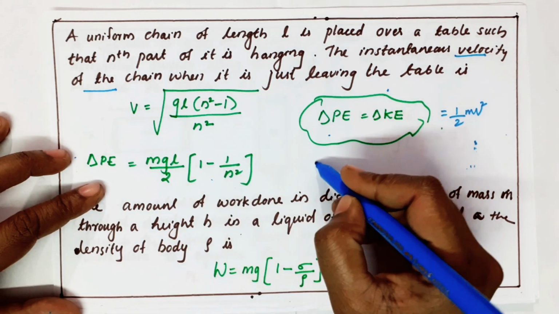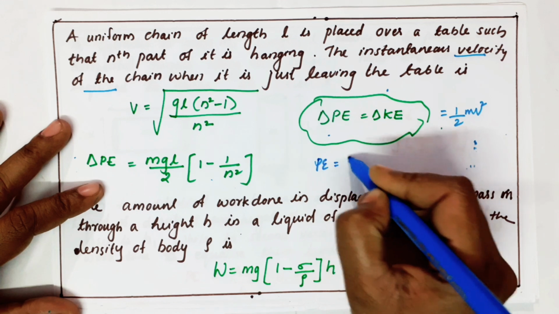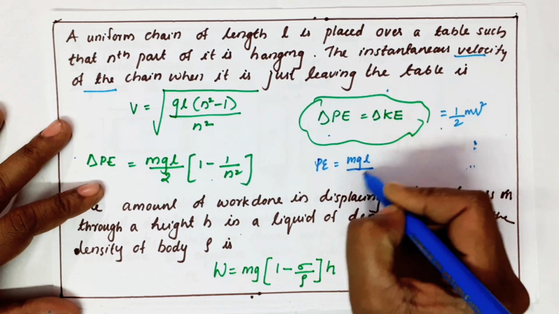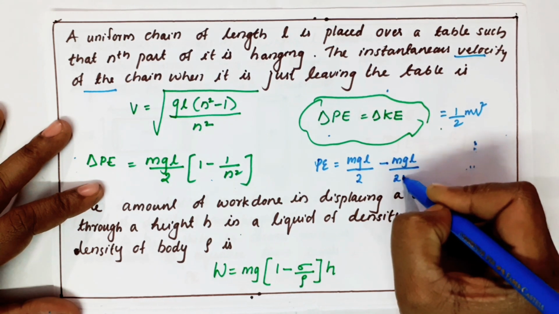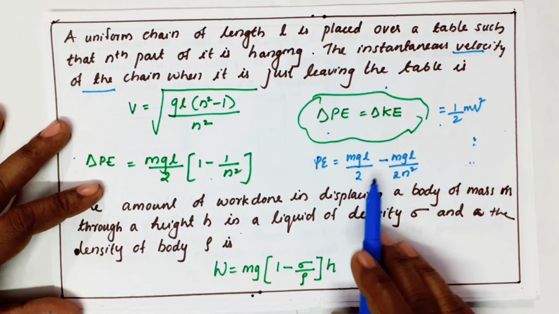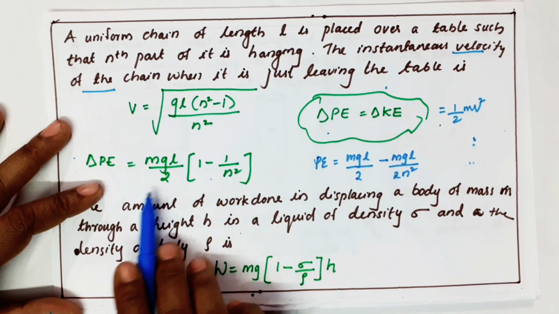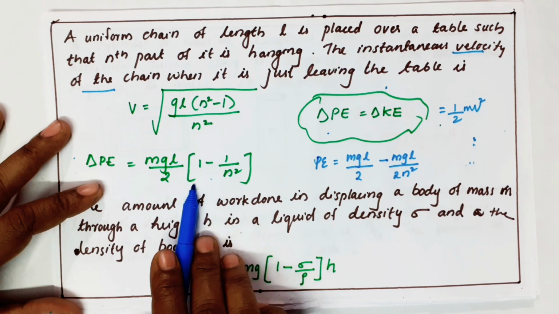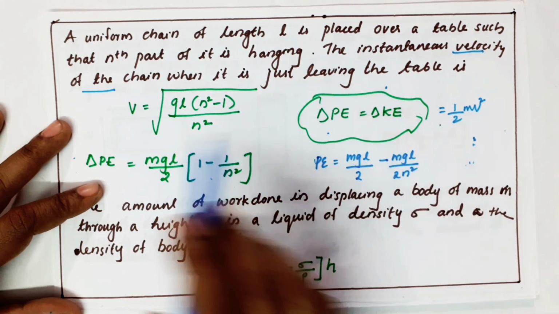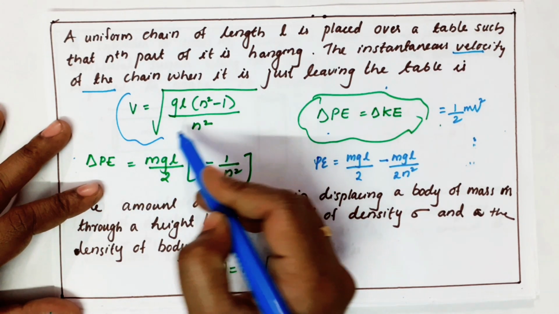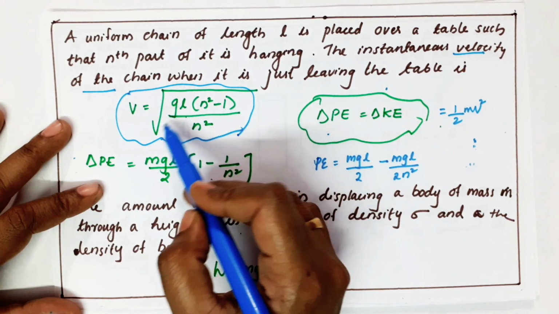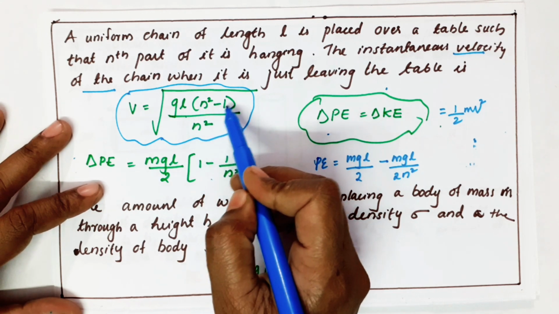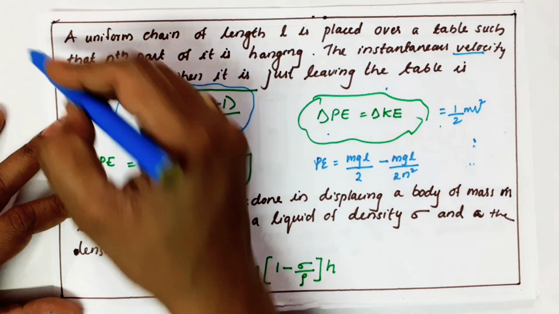I hope you understood how I am getting this. The potential energy is nothing but mgL by 2 minus mgL by 2n square. We are subtracting this, and we equate it with half mv square. I'll get this formula for velocity. The velocity when the chain slips off is root over gL times (n square minus 1) by n square. Very important question.